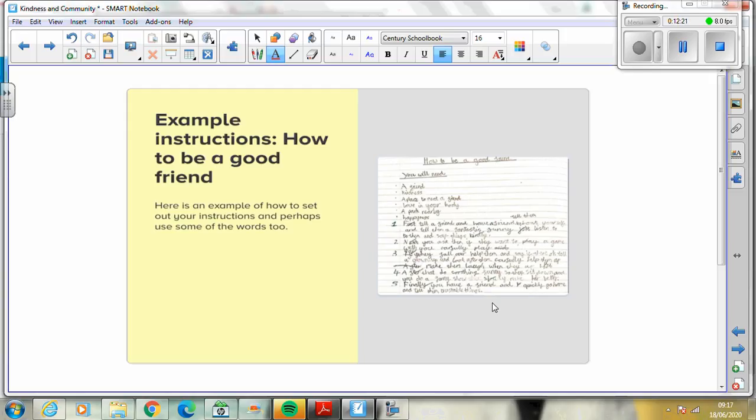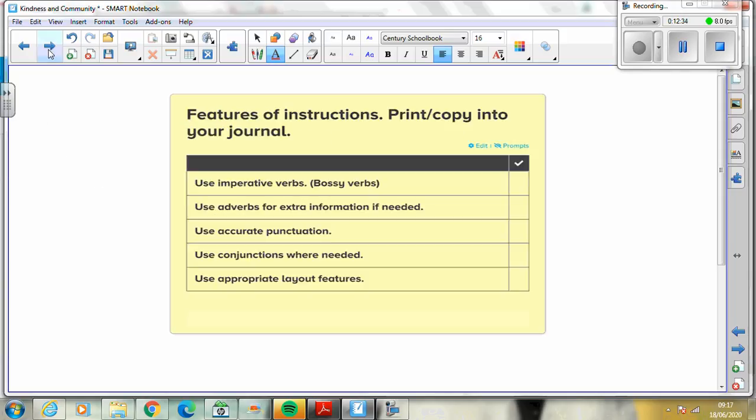The other thing you'll notice when you look at these instructions is that there's lots of crossing out and ticking and things that have been added in. And the next slide will show you what that's all about. So I would like you, on the next page of your journal, you can print this slide and you can cut this out and stick it in, or you can copy it. It doesn't really matter which one you go for, but what I would like you to do, please, is I would like you to make sure that your draft instructions have got all of these things in.